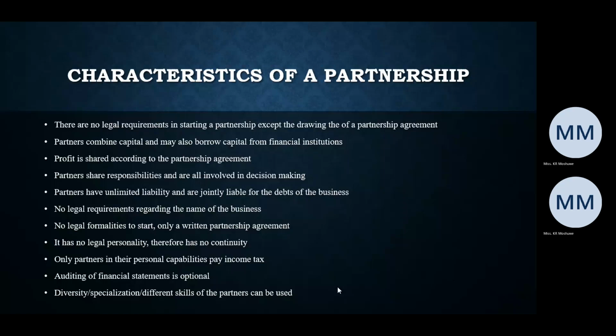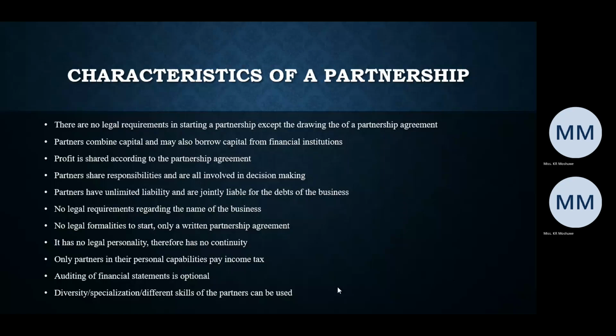Partners have unlimited liability and are jointly liable for the debts of the business. Remember, we discussed unlimited liability. So if your company goes into debt and you need to pay off anything or a loan that you both took out, you are both jointly liable for these debts and you have unlimited liability. So they can go the extra mile of taking your personal assets, your cars, your house, your furniture, anything that you own just to pay up that debt.